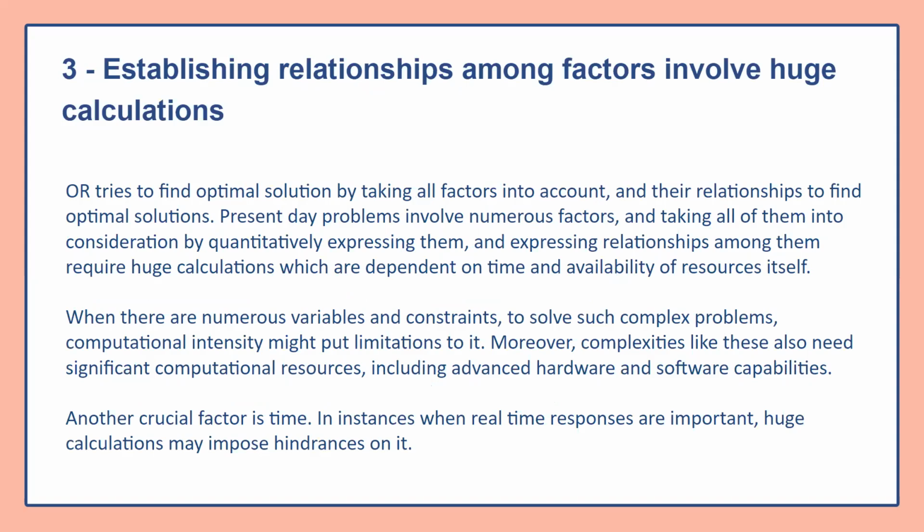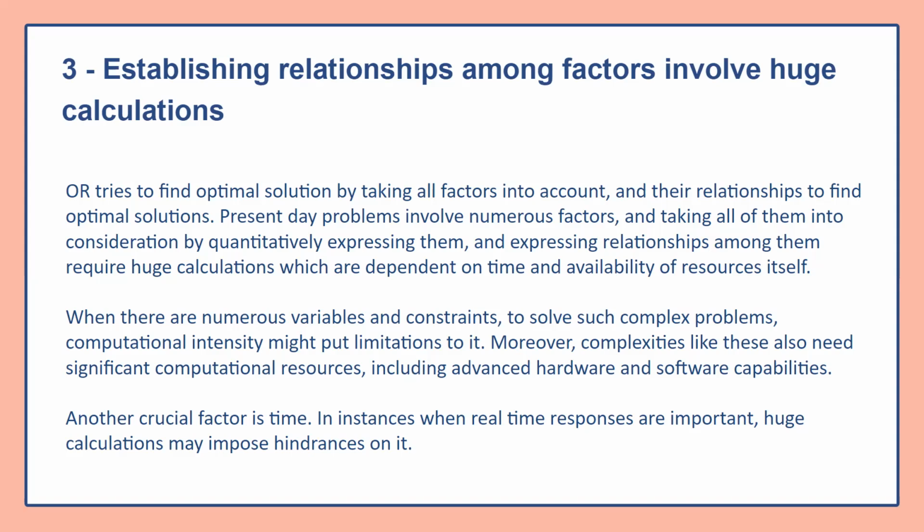Next is that establishing relationships among factors involves huge calculations. Operation research fundamentals are based on finding the optimal solution to a problem, which is achieved by considering all factors and exploring their relationships. The problems we encounter today involve numerous factors, and the process of finding a solution requires huge calculations as they are interlinked with each other, mostly in a complex manner.